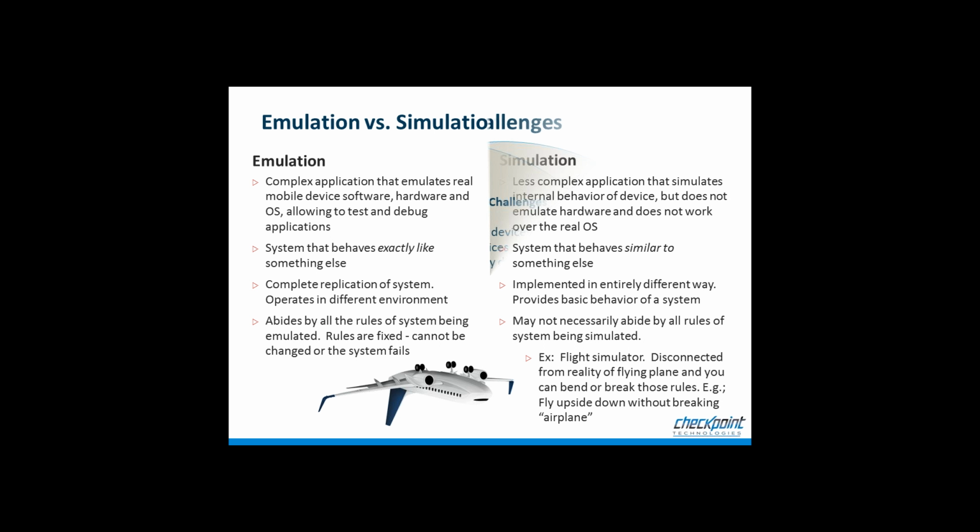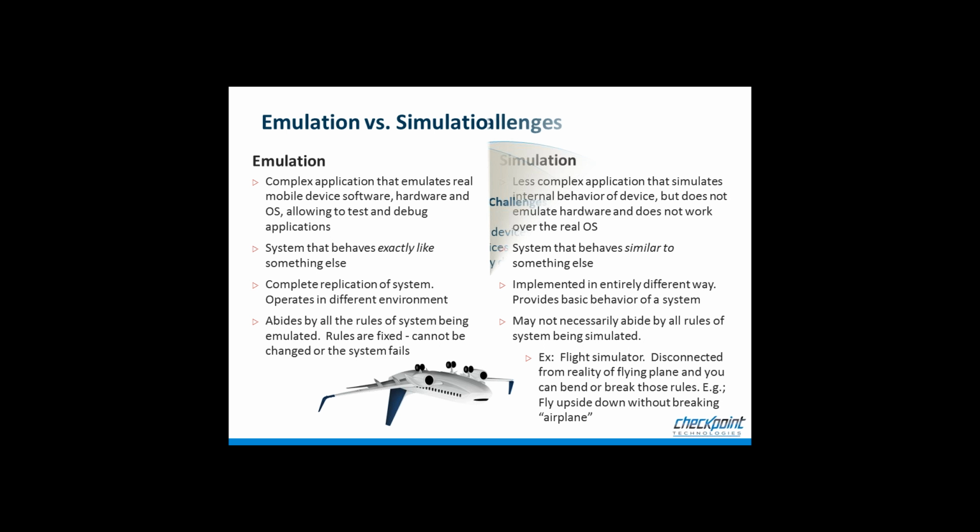Emulation is much more complex. It duplicates exactly the real mobile device software, hardware, and operating system, so it allows you to test and debug the application. That system behaves exactly like whatever it is you're emulating. It is much more expensive and time-consuming to set up. A lot of organizations utilize simulation, which is a less complex application. It simulates the internal behavior of the device, but it doesn't emulate the hardware, and it does not work over the real operating system.